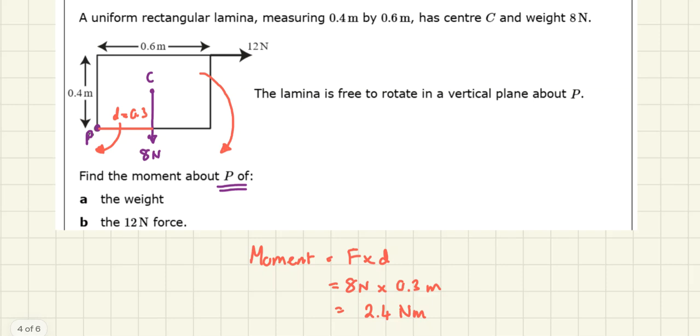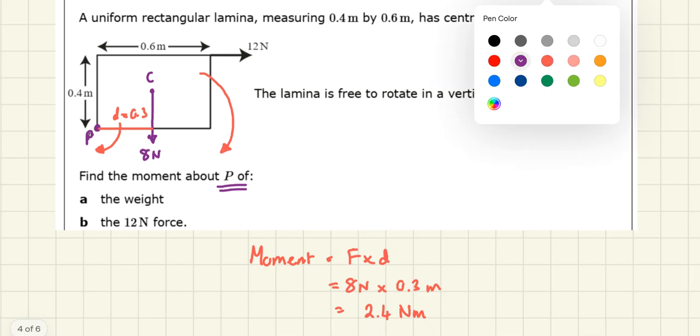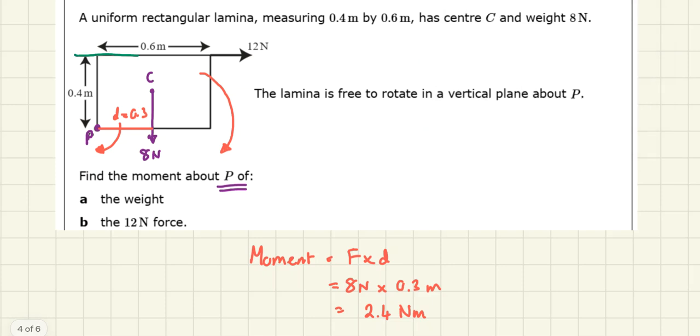So let's look at the 12 Newton force. The line of action of the force is up here. So we need perpendicular, which is 0.4. So the moment of the 12 is 12 times 0.4, which is 4.8 Newton meters.